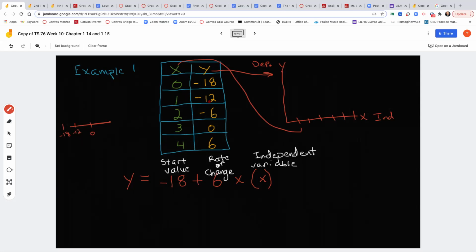If I add 6 to negative 12, I get negative 6 because I'm getting closer to 0. If I add 6 to negative 6, I get 0. Add 6 to 0, I get 6. My rate of change is a positive 6. I'm adding 6 each time. So it's actually getting bigger each time, even though these numbers look like they're going down. Don't be fooled by that. It's actually getting greater because 6 is a lot greater than negative 18. And this is which term it is.